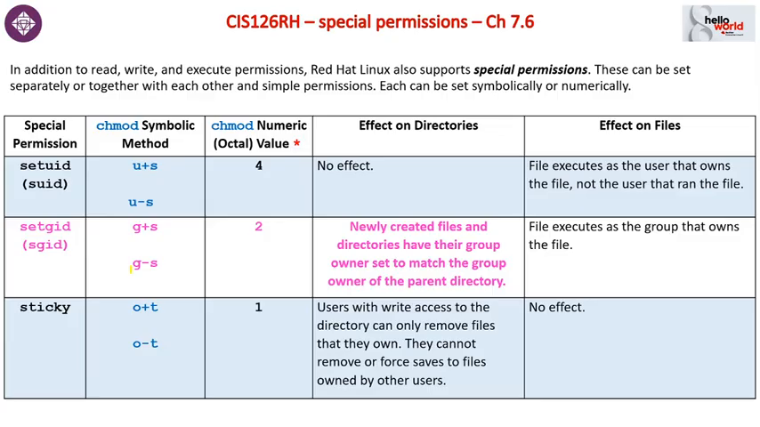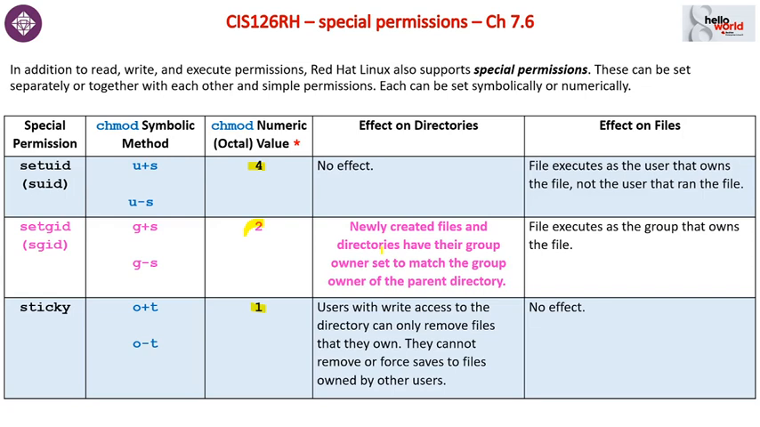So we do have special permissions. And these special permissions in this chart do certain things. We have a set UID, a set GID, and a sticky bit. And if we're going to use a symbolic method, it's going to be u+s, g+s, o+t. And they also have their own octal values. We will look at this one in particular. That's why it's in pink. And they do different things.